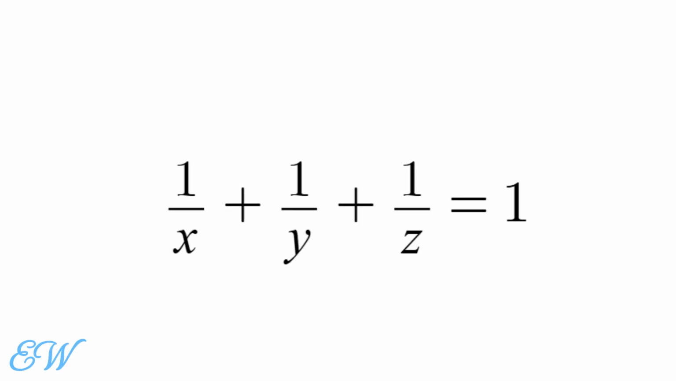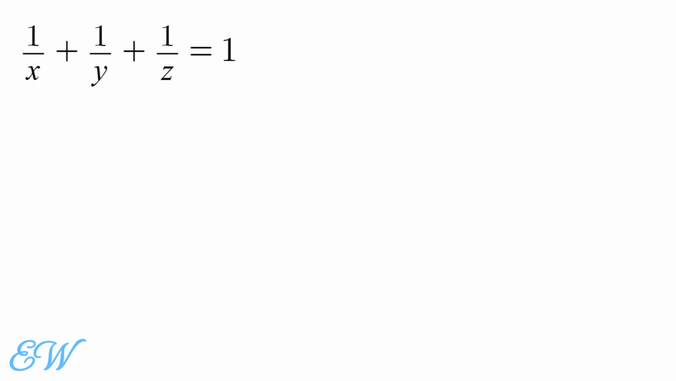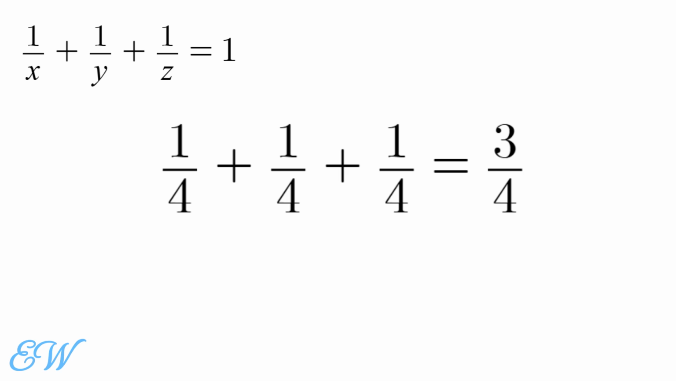Now, if we say that these three numbers are the variables x, y, and z, we can write the equation as such. 1 over x plus 1 over y plus 1 over z is equal to 1. From this equation, we can see that x, y, and z cannot all be 4, since 1/4 plus 1/4 plus 1/4 is equal to 3 over 4, and 3 over 4 is less than 1.